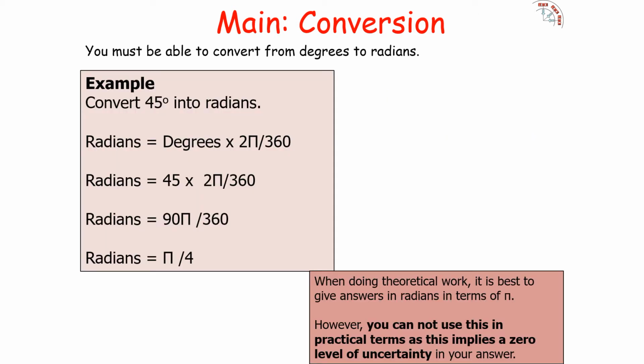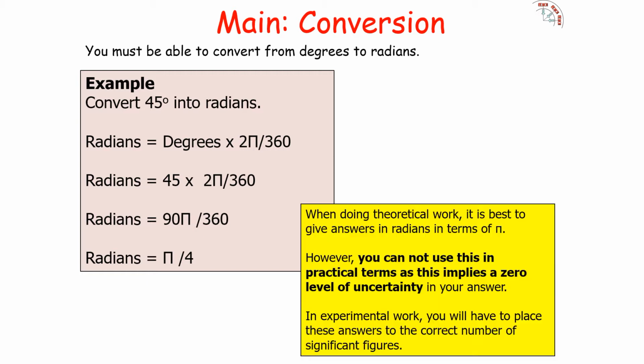Let's consider how you would convert from degrees to radians. To convert 45 degrees into radians, you say radians equals degrees times 2 pi over 360. So it's 45 times 2 pi over 360, which is pi over 4. You can give answers in terms of pi when doing theoretical work. However, if you're doing practical work, you can't do this because this implies a zero level of uncertainty. In experimental work, you'll have to give answers to the correct number of significant figures.